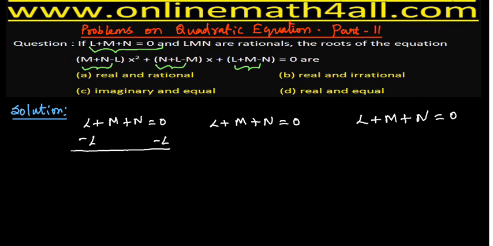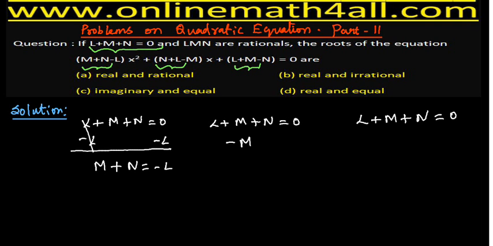So here the student may have a question. In the given information, why do we take negative l on both sides? I will tell you the reason a bit later. When I take negative l on both sides, the positive and negative will get cancelled. So we get m positive n is equal to negative l.